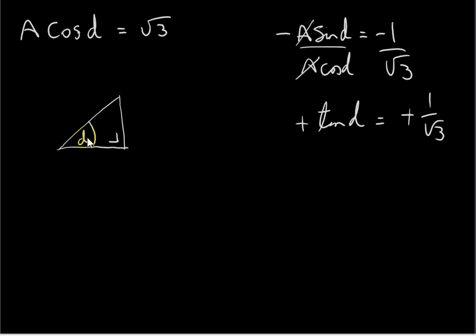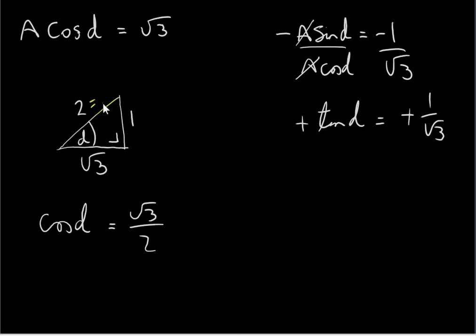Construct a right angle triangle. Work with an acute angle d. As I said already, it doesn't matter what d is, but this triangle will give us the correct expression for a. Tan of d is opposite over adjacent. So the hypotenuse then is got from Pythagoras, so root 3 plus 1, or root 4. So the cos of d is adjacent over hypotenuse, root 3 over 2.